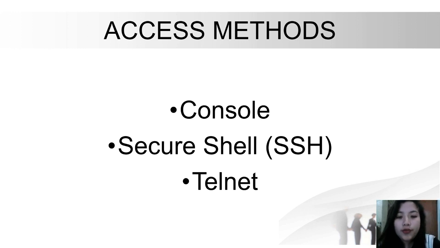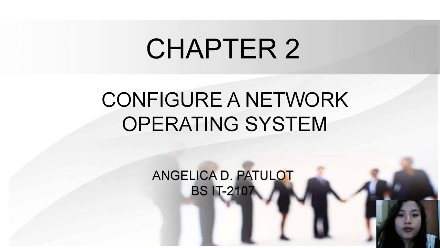So, the objectives of configuring a network operating system are to explain the purpose of Cisco IOS, explain how to access a Cisco IOS device for configuration purposes, explain how to navigate Cisco IOS to configure network devices, and describe the command structure of Cisco IOS software.